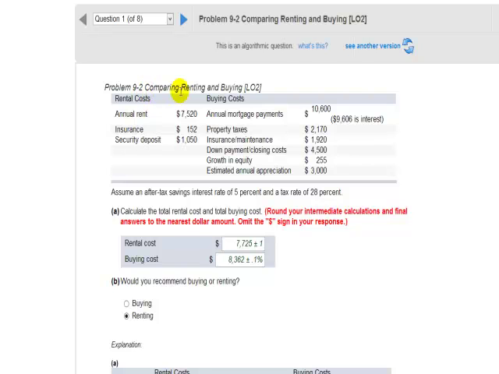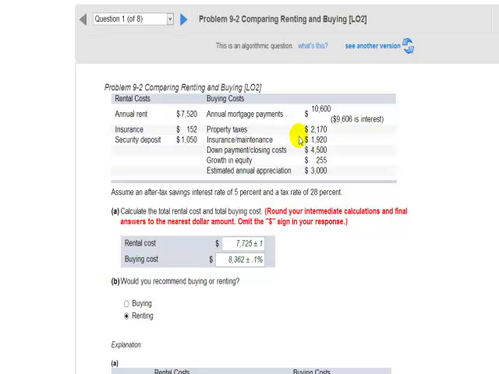Comparing renting and buying. We have the following rental cost given to us: annual rent $75.20, insurance $152, security deposit $1,050, and the following buying cost. Looks like annual mortgage, which was $10,600, and of that total, $96.06 was interest. Property taxes we had to pay of $21.70.